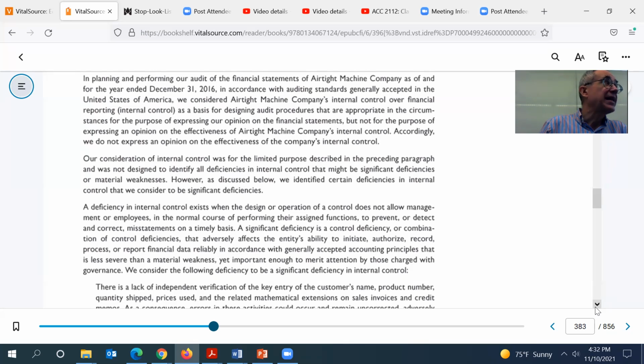And by the way, with that statement, we know this is a privately held company. And after all, too, a publicly held company would have a 404 report, which this isn't. This is privately held.